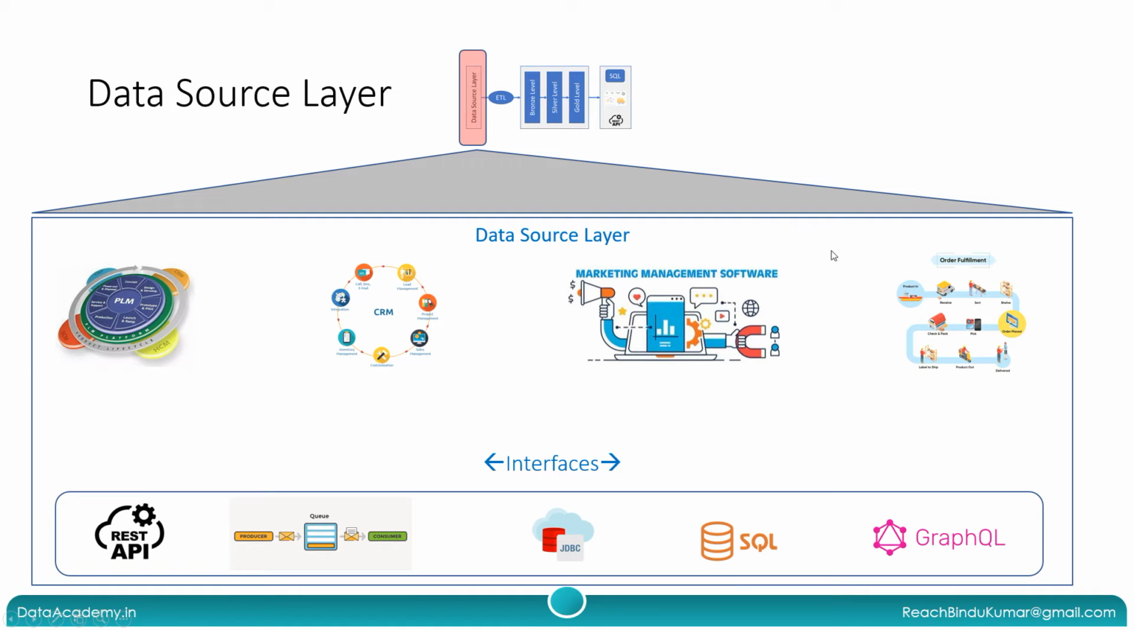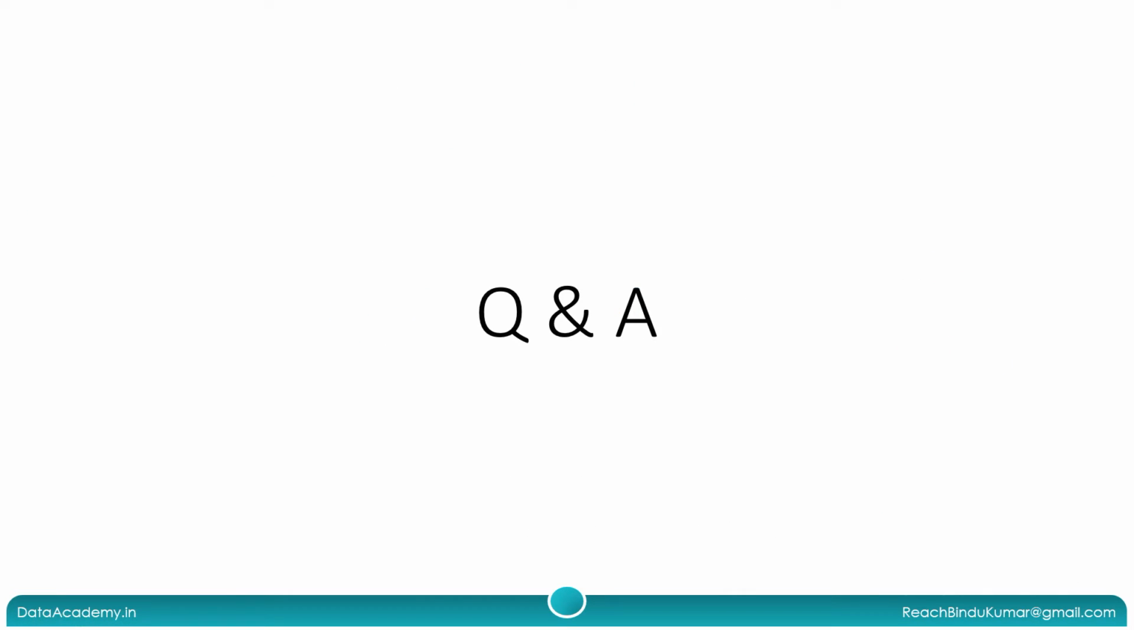So data source layer is a logical layer where you keep all your source systems that give you the data. So when you build up your data integration architecture, it's very important to identify, okay, what are all my data sources, right? And then you keep them in the data source layer. Any questions so far?